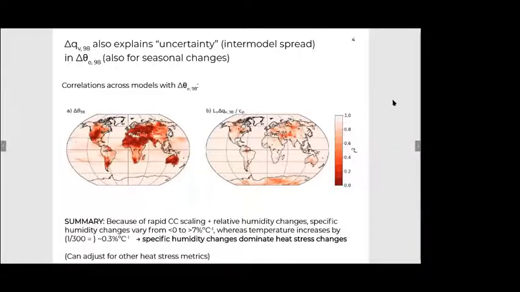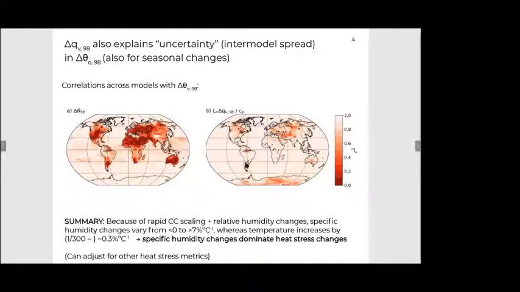Finally, we can also use this to look at sources of uncertainty, so intermodel spread in theta E. What I'm showing here are R-squared values across models for correlations between either potential temperature in these extreme theta E events and specific humidity in these extreme theta E events. So where it's redder, this variable is contributing less to intermodel spread in theta E 98. You can see over oceans, both are contributing quite a lot, and this makes sense. If we think relative humidity changes are small, then it's really temperature that's driving everything, and specific humidity is going to be correlated with that.